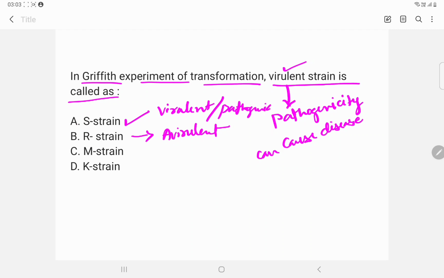We have come across these two strains. We have not seen the name M and K strain in Griffith experiment. So the answer you have to choose from these two options only, for which you have to understand the concept so that you can remember the process to answer this question. So this was the explanation of this question. I hope this helps you.